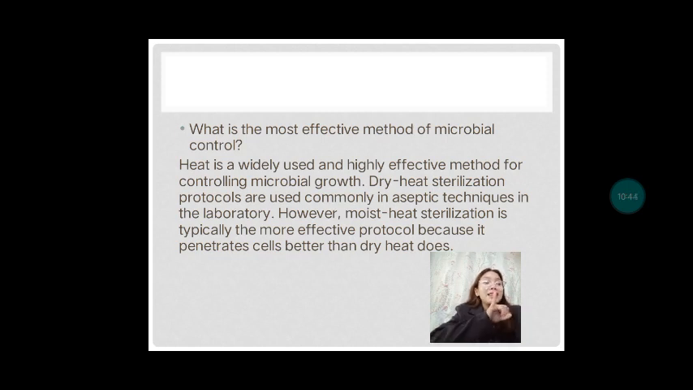So, what are the four factors that affect the control of microorganisms? First, warmth. Second, moisture. Third, pH level. And last is oxygen.